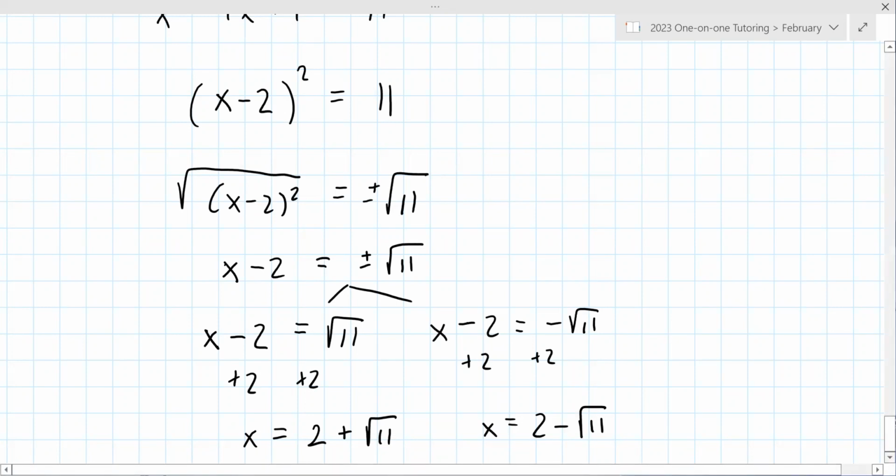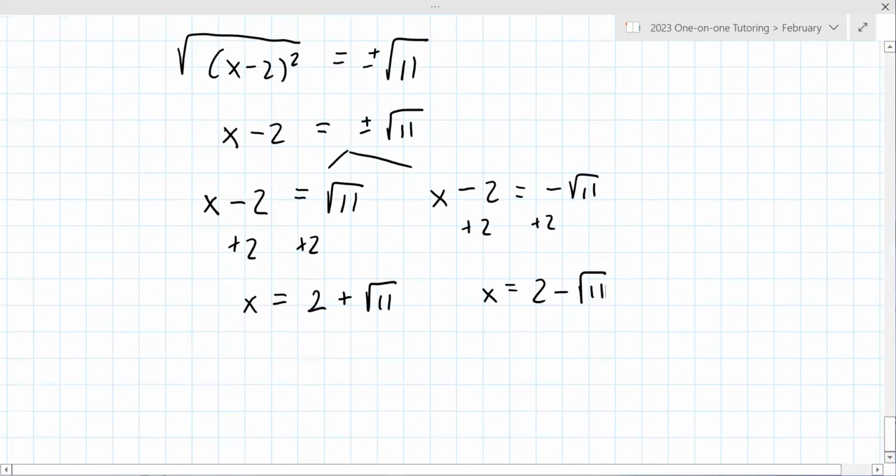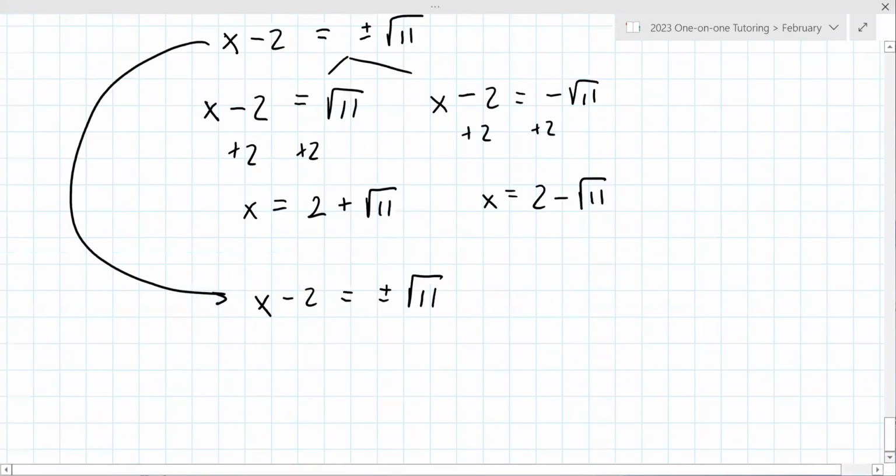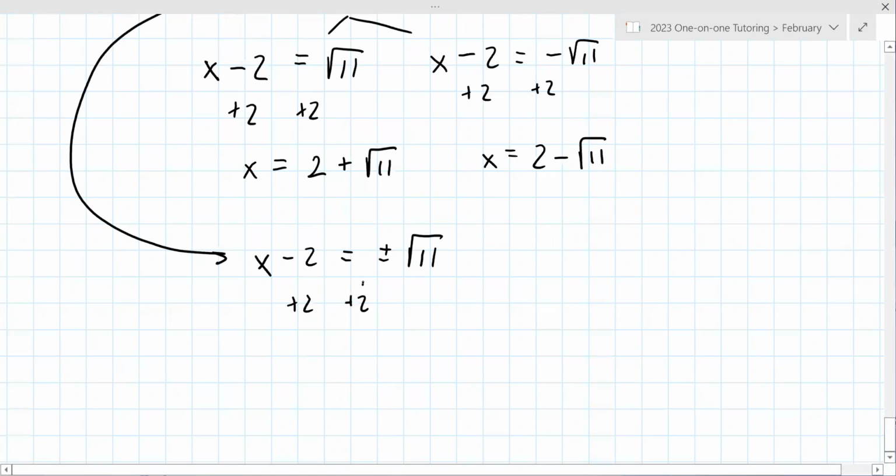So what some students do, and this is another question for your teacher, is go to this line right here, x minus 2 equals plus or minus the square root of 11. They add 2 to both sides, but they sneak that 2 in front of the plus or minus. So they write their answer as 2 plus or minus square root of 11. A good question to ask your teacher is, can I do option 1? Because I think that's what they will be okay with. Or do I have to do option 2?